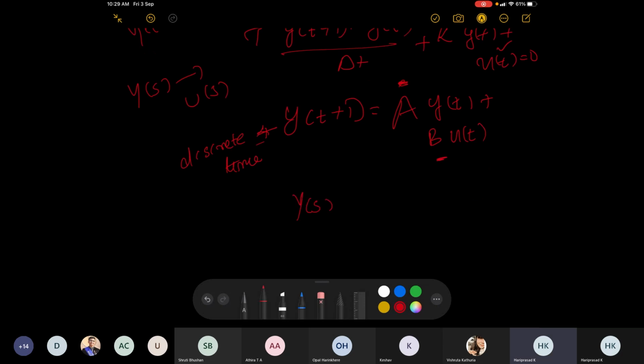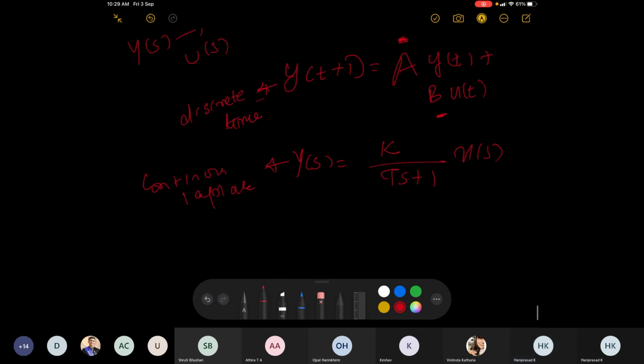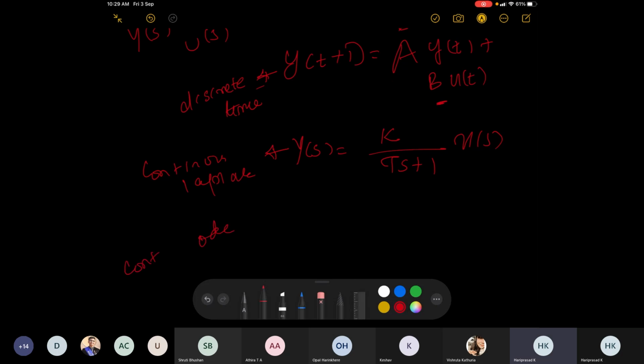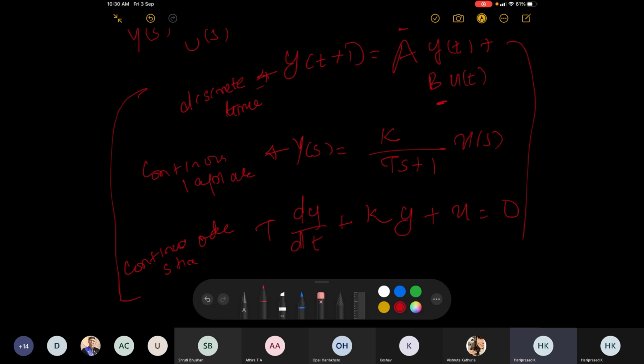While in continuous time, it looks like y of s is equal to k by tau s plus 1 times u of s. So this is, I would say, continuous time Laplace. And what is true continuous time? It is the ODE: tau times dy by dt plus k times y plus u equal to 0. So they are all equivalent. This is the discrete time equivalent, and the others are continuous. But the only problem here is that when you move from continuous time to discrete time, there would be some information loss. Why is it so?